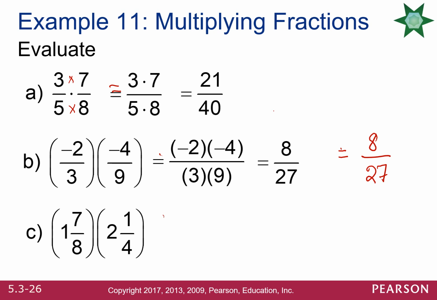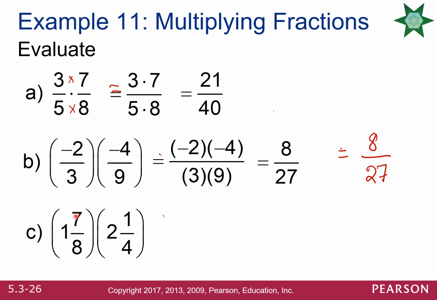Let's pull that up. It's mixed fractions, mixed numbers, right? So 1 and 7/8 and 2 and 1/4. So in this case, we would first convert the mixed number to an improper fraction. How do we do that? It's 8 times 1. So it's denominator times the integer value plus the numerator.